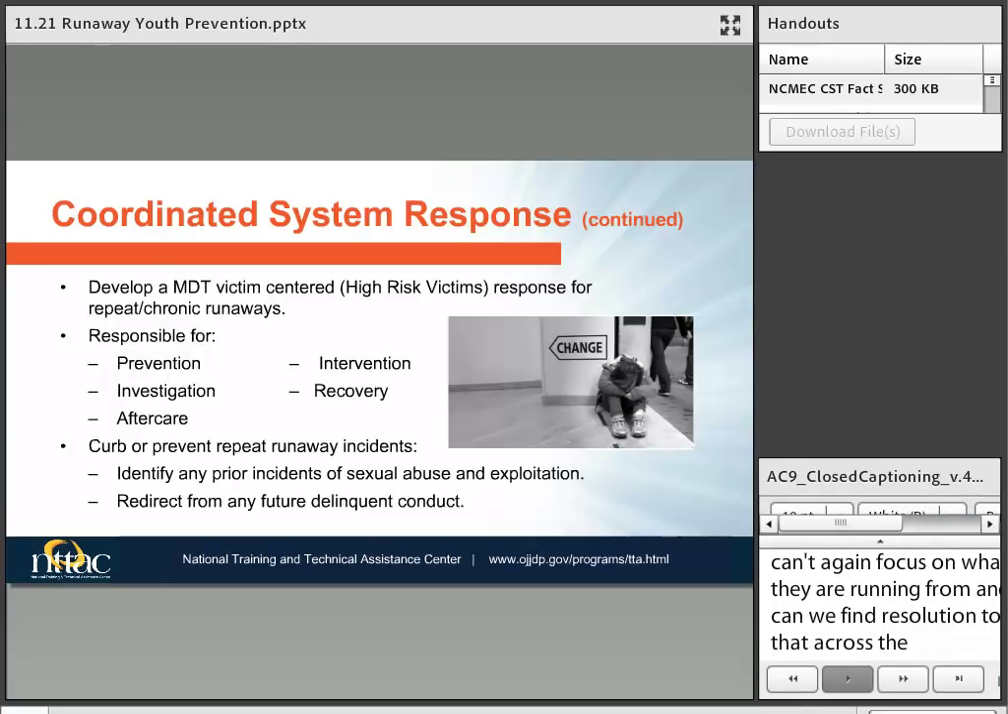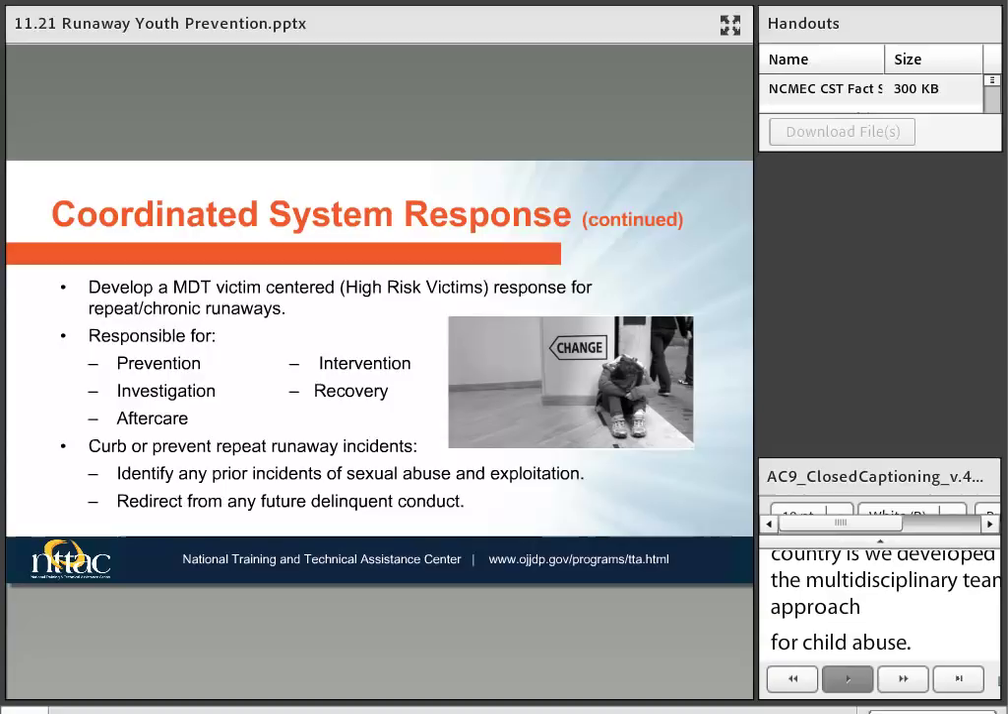And so part of that coordinated response, and what we're moving to across the country, is we've developed the multidisciplinary team approach for child abuse. Through various OJJDP programs, we are providing a tremendous amount of training out there on developing a multidisciplinary team approach for sex trafficking. Well, at the same time, we need to also be thinking about a multidisciplinary team approach for our runaways.